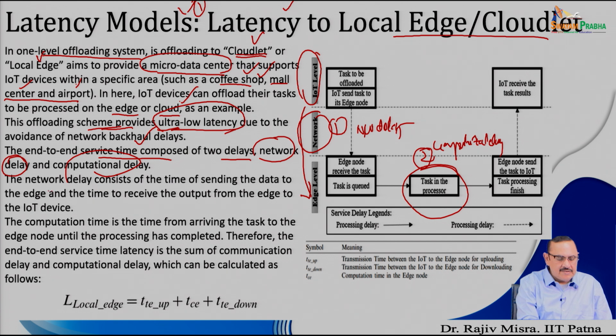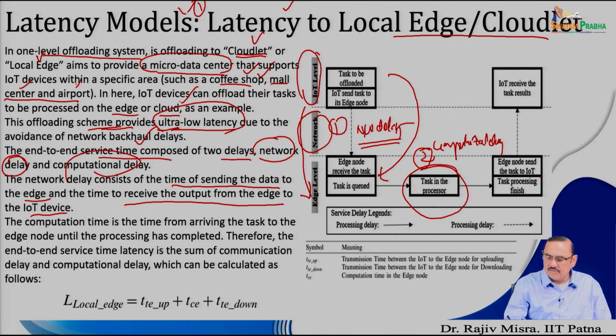So, the network delay consists of the time of sending the data to the edge. For example, this IoT device takes time through the network to send the data to the edge. This is called the network delay, and the time to receive the output from the edge to the IoT device. When the edge is ready with the data, it has to send it back to the IoT device. So, this is again a network delay. So, network delay is sending the task from IoT to the edge and from the edge to the IoT.